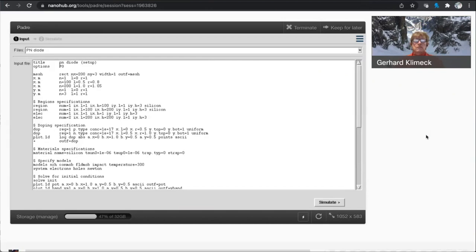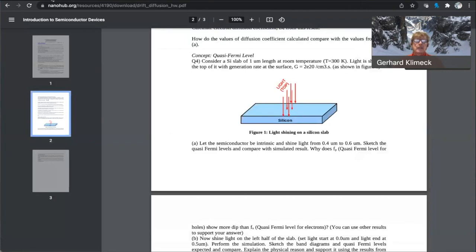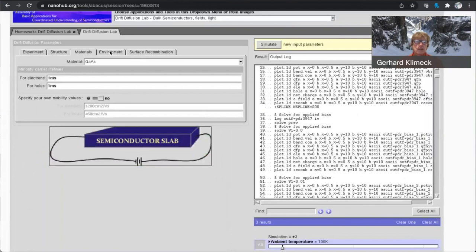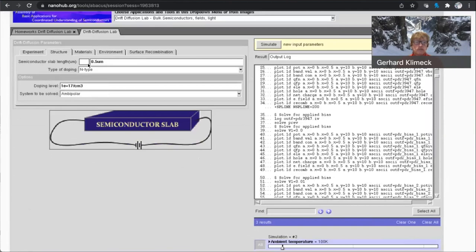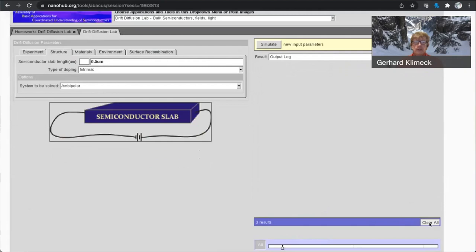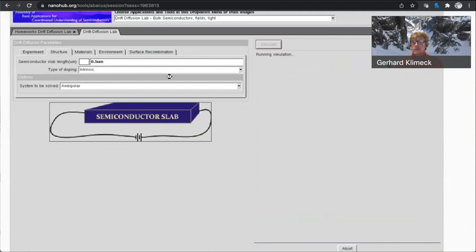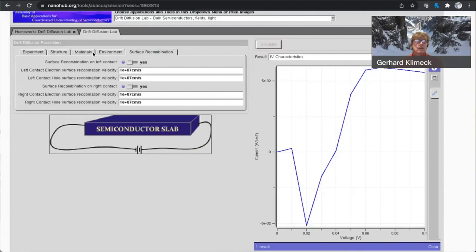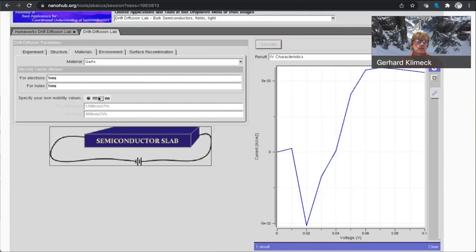Yes. Let me go back to here. So what you can change is the length of the slab. I ran this for an N-type semiconductor. The question was the resistivity of an intrinsic semiconductor. Interesting. Oh, at cold temperature, it doesn't converge. At cold temperature, there's just no carriers. It's not going to converge very well. That's interesting. Clear, 200 Kelvin.